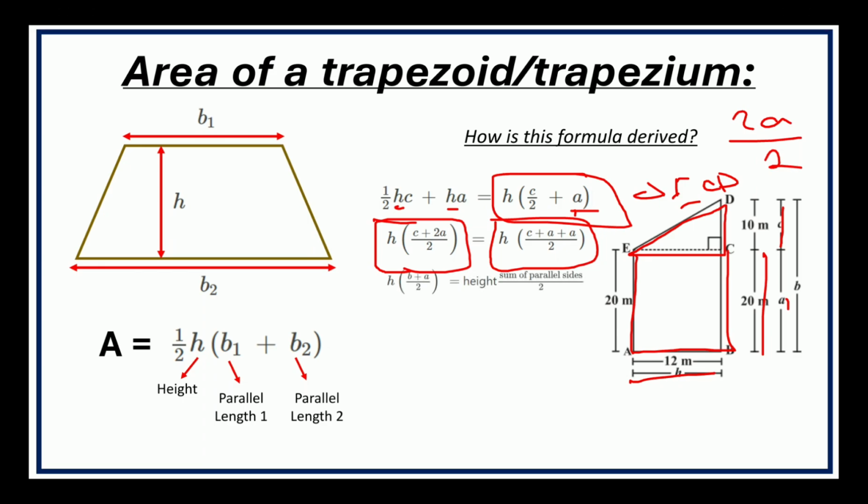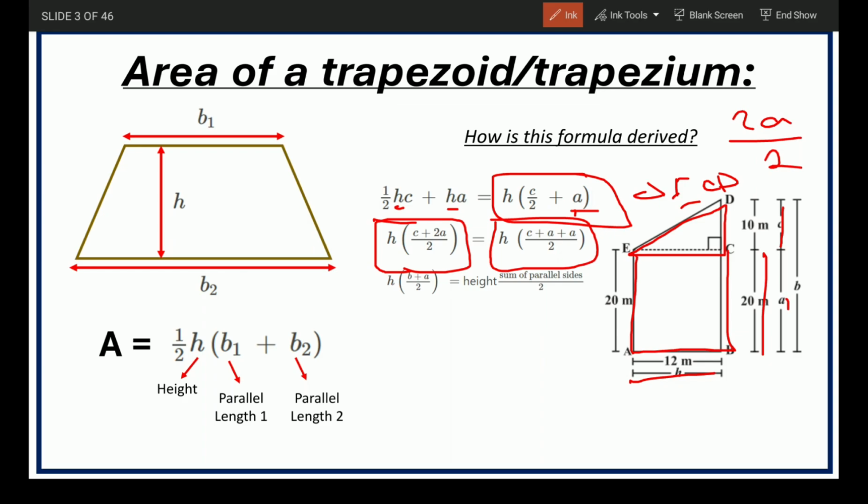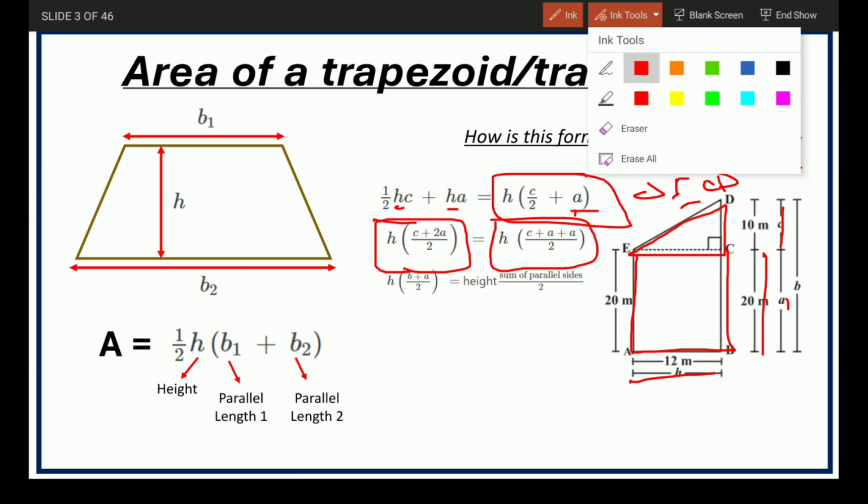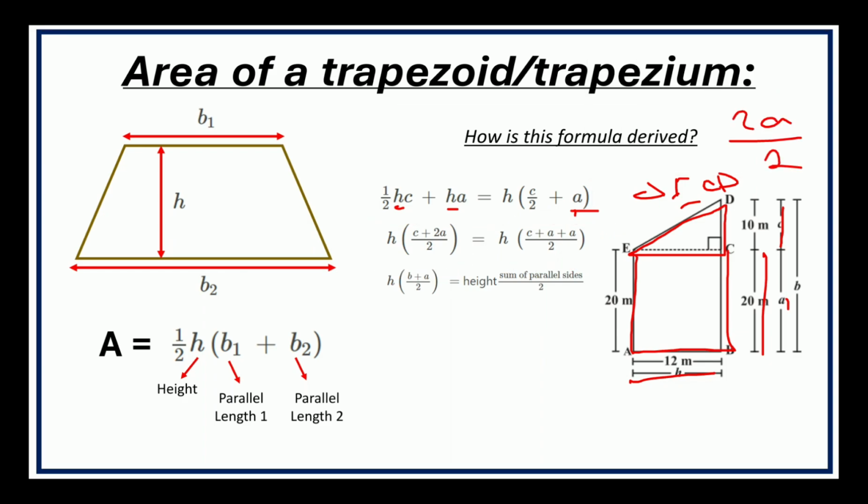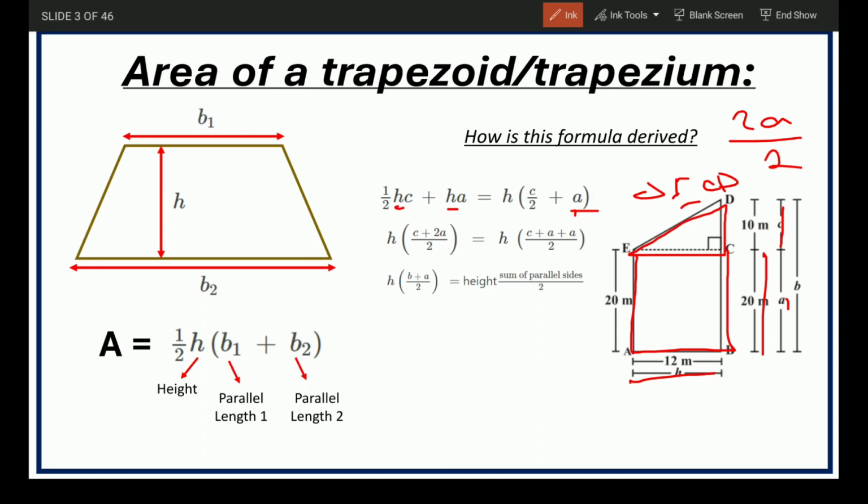Now, if we move on, we finally get the converted step, as in h (b plus a) by 2, or in short, height times (c plus a plus a) is given here. c and a together make the entire length of b. So that is just (b plus a) by 2, which is height into the sum of parallel sides by 2, which is the same as 1 by 2 h (b1 plus b2).